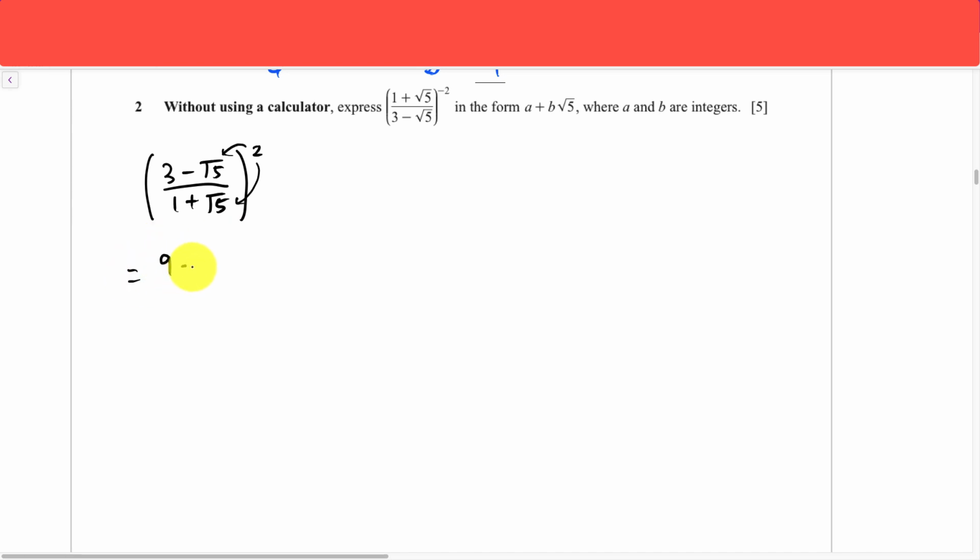So I will get 9 minus 6 root 5 plus square root 5 squared, which is 5, over 1 plus 2 root 5 and then plus 5.